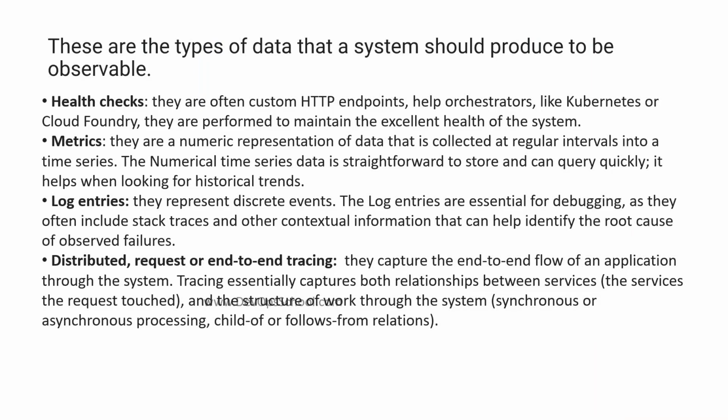So these are the types of data that systems should produce to be observable. If you want to set up observability, remember MELT: M for metrics, E for events, L for logs, T for traces. Your system should generate MELT information. That means the system should generate information covering health checks, metrics, log entries, and distributed request or end-to-end tracing. So those four types of information should be produced to make the system observable.